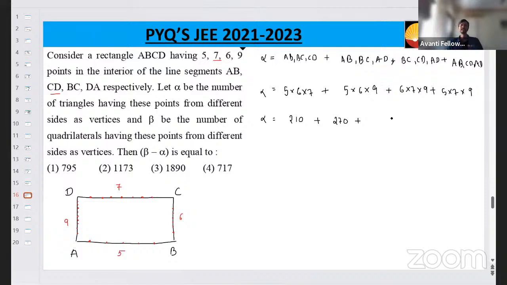7 6 is 42. 9 is 420. 42 9 is कितना होता है? 18 plus 35 9 is 31.